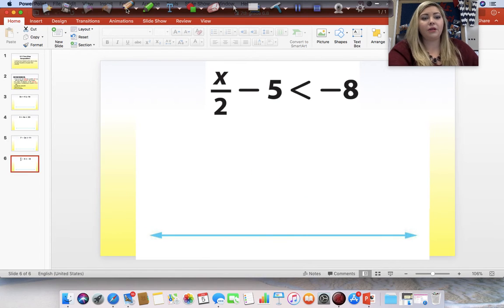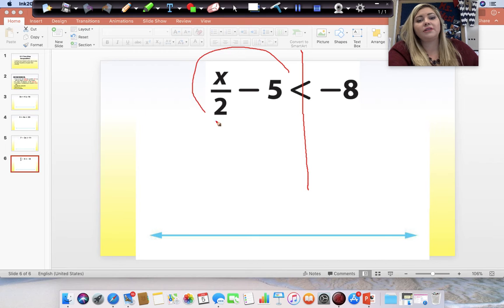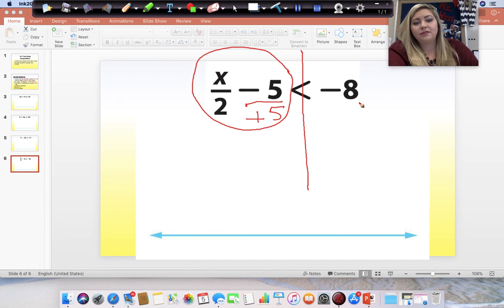Okay, and here is our last one. Draw your line down from your inequality sign. We are going to start on the side with the variable, but we are going to start with the number without it. So right now it's a negative 5 or minus 5, and we have to do the opposite and add 5 to both sides.